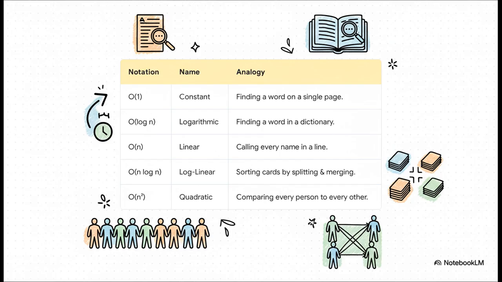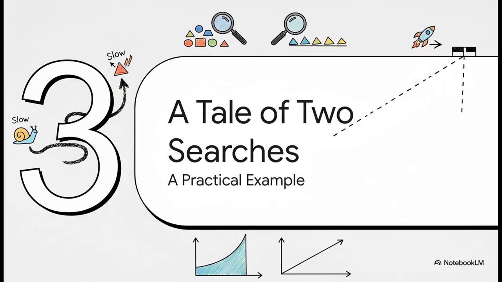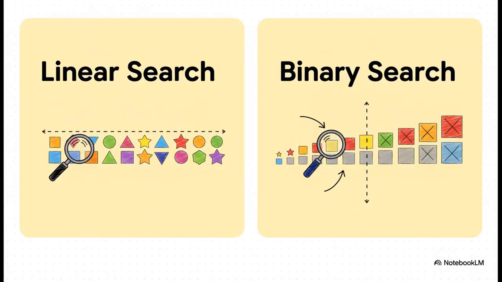Okay, theory is one thing, but let's make this real. Let's see this in action with a little story. We'll call it a tale of 2 searches. The problem is simple. Find one specific number in a really, really long, sorted list of numbers. So, our first contestant, let's call it linear search. It's the straightforward, kind of brute force approach. You just start at the beginning and check every single item, one by one.